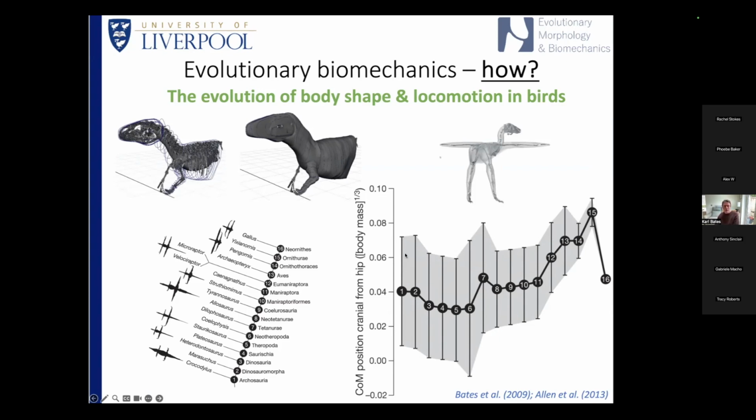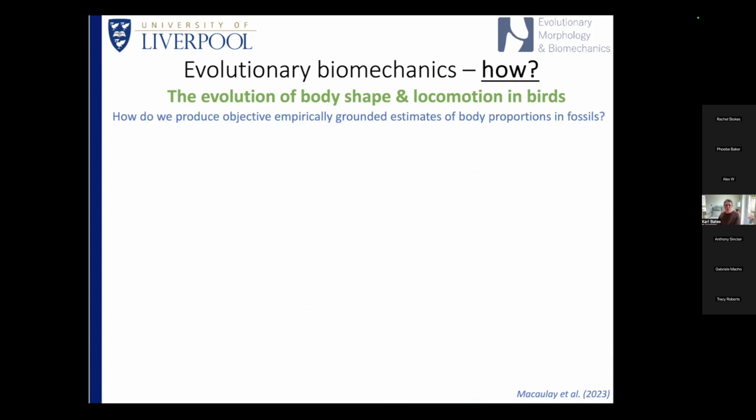And so in an attempt to be a little bit honest about it, we conduct sensitivity analyses and put error bars on our predictions. And what you can see is that back in 2013, if we were really honest about how certain we were in these trends, the error bars are absolutely enormous. And we could have absolutely no trend here whatsoever if we're honest about it, because it's entirely subjective. So how can we do better? How can we produce objective, empirically grounded estimates of body proportions and center of mass in fossils?